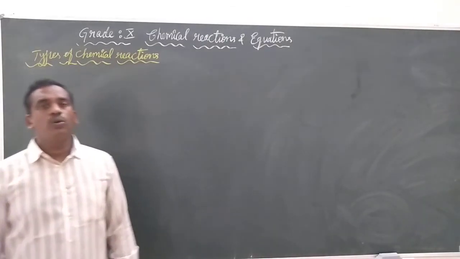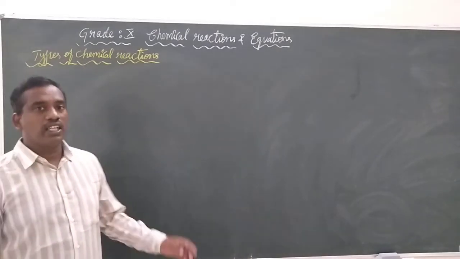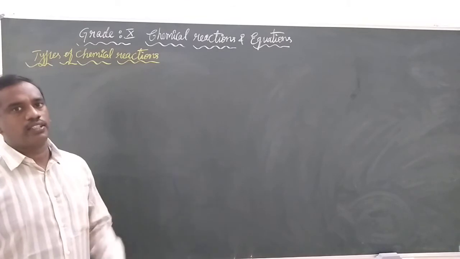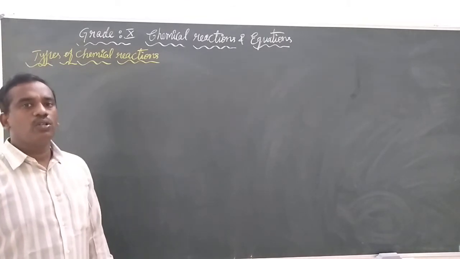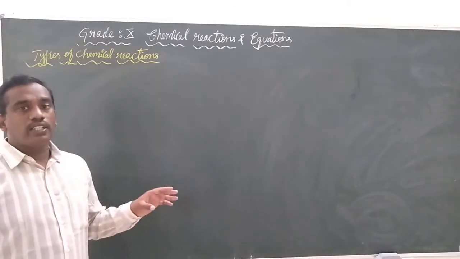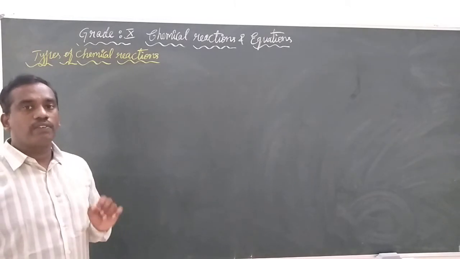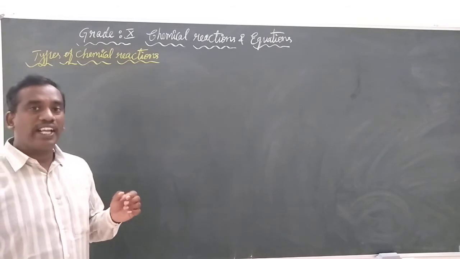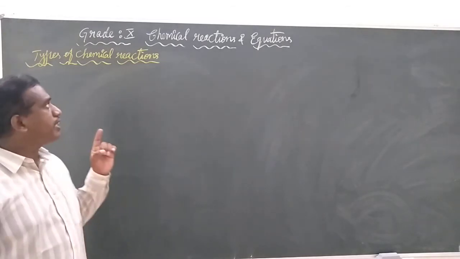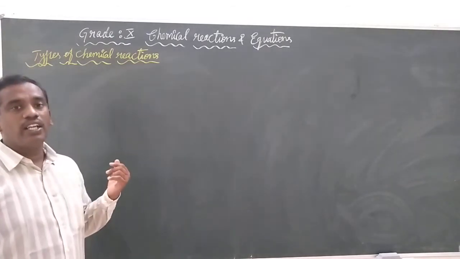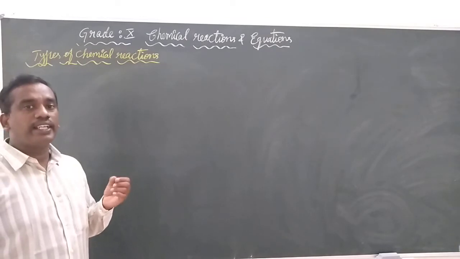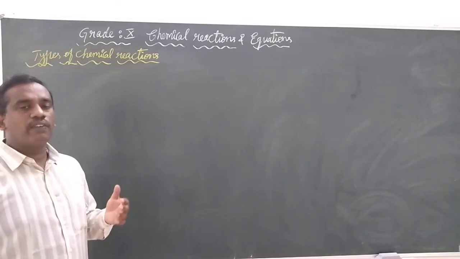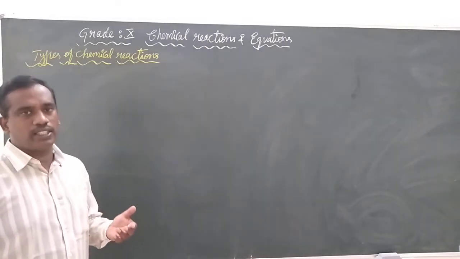In this video, we are going to discuss the types of chemical reactions. In the last video, we had discussed the definition, how to write a chemical equation and how to express the word equation, and also we had expressed a chemical equation is the one in which we represent the reacting substances and the formed products in the form of their chemical symbols.